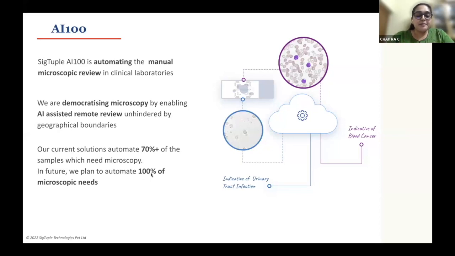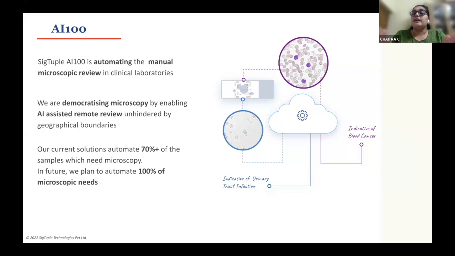So, SigTuple is a medtech company which develops artificial intelligence powered digital microscopy solutions, that is our AI 100, which is a fully automated digital cell morphology analyzer. In SigTuple, we leverage the power of robotics, clinical data, and artificial intelligence to create smart diagnostic solutions in the field of pathology. With this, we are democratizing microscopy by enabling an AI-assisted remote review, which is unhindered by geographical boundaries.